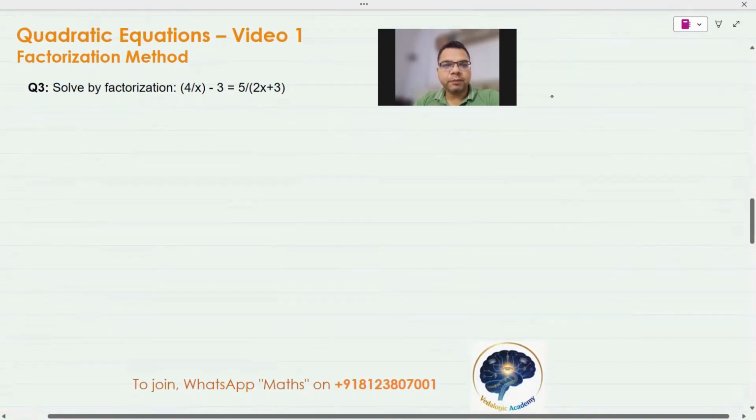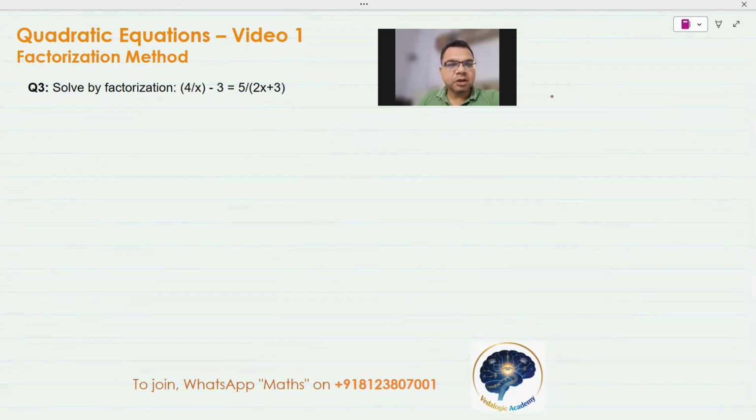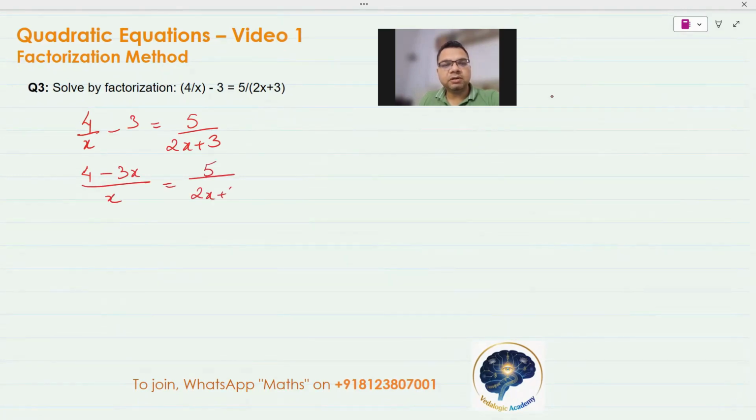Okay, so coming to the third question now. We have an equation and we have to solve it by factorization, right? So let's see: 4 upon x minus 3 equals 5 upon 2x plus 3. What I'm going to do now is bring the denominator as common here. 4 minus 3x upon x equals 5 upon 2x plus 3.